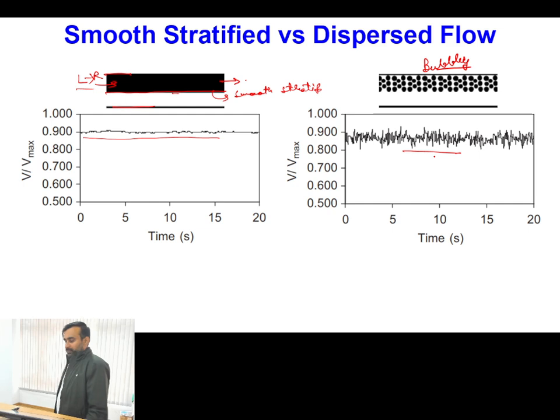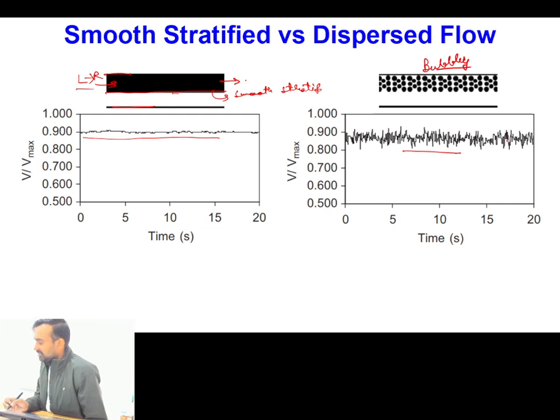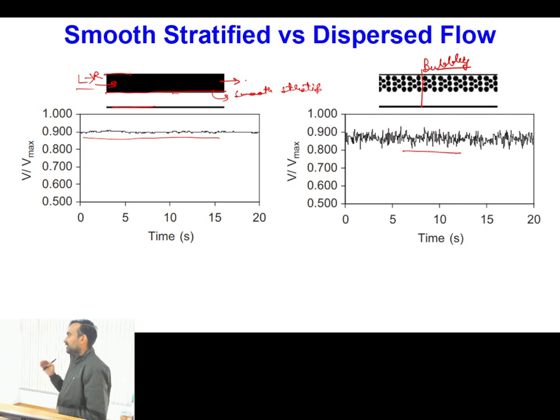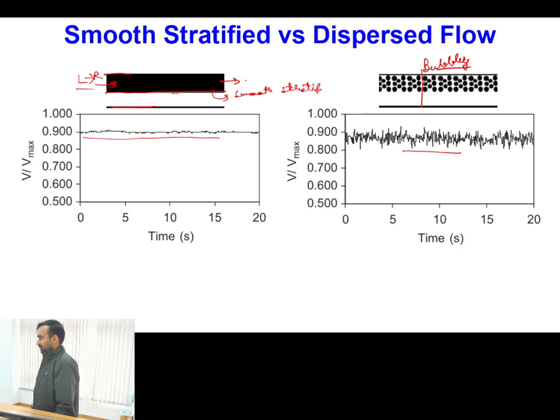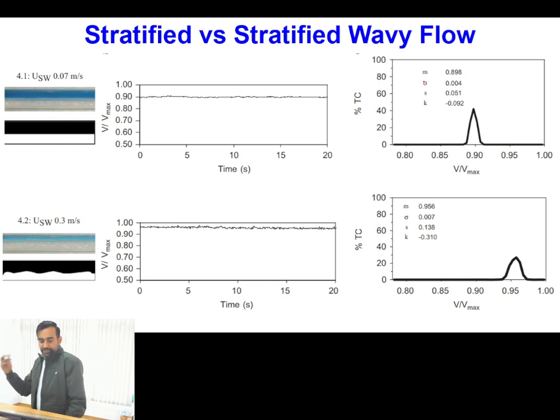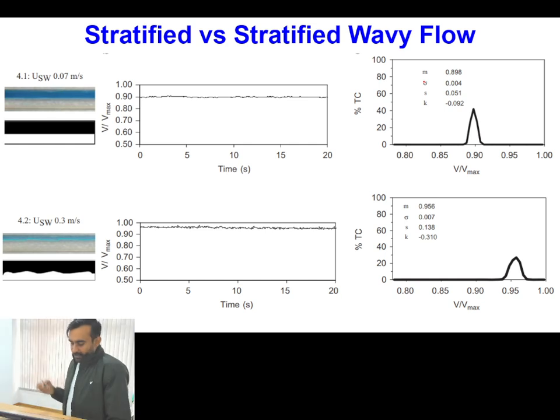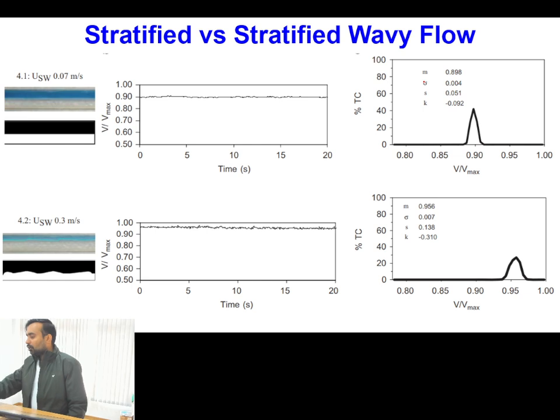Here you know why this type of random signal is coming: whenever the light passes completely between the bubbles, the strength of the signal is high, and whenever bubbles are crossing, reflection of the light takes place and the strength of the signal actually decreases. It is very easy to compare the difference between stratified and dispersed flow by just looking at the raw value of the signal.